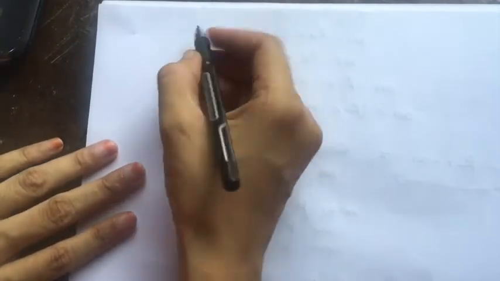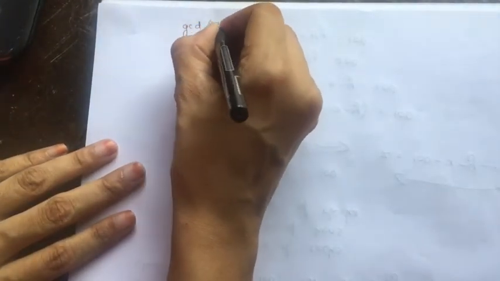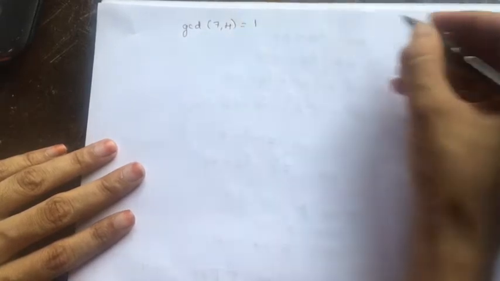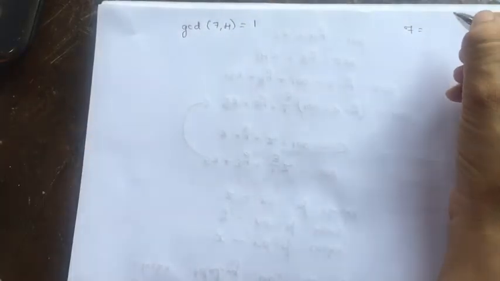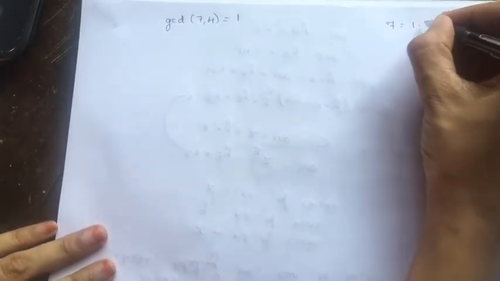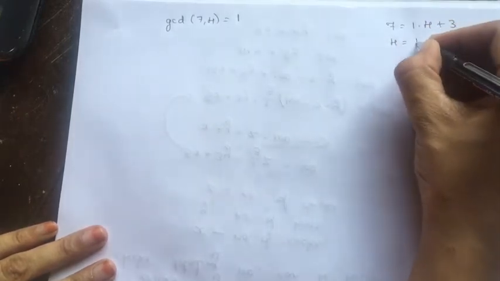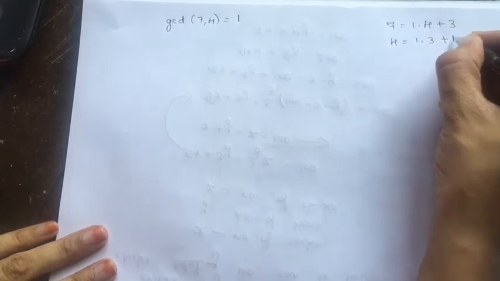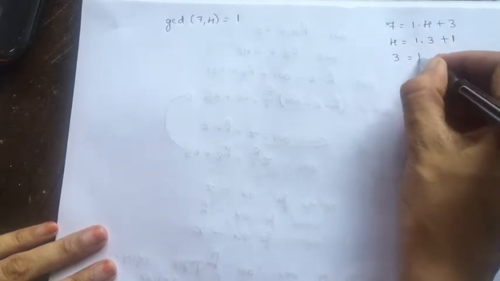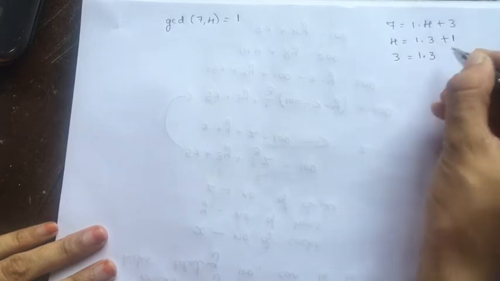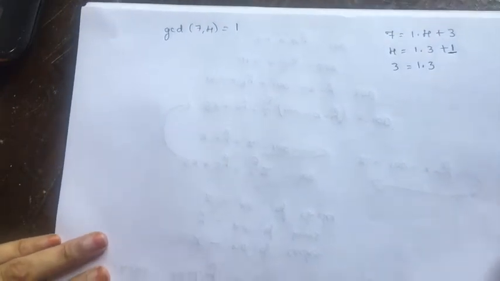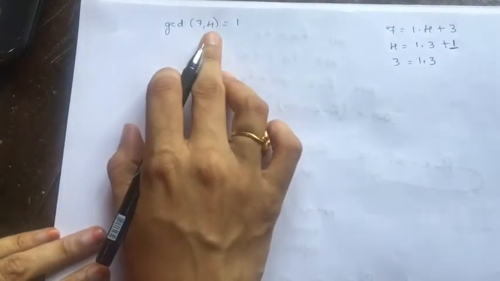First I have to check for GCD. GCD of 7 and 4. Of course we know it as 1. If you want, I'll write with respect to the Euclidean algorithm. 7 can be written as 1 into 4 plus 3. Then 4 can be written as 1 into 3 plus 1, and 3 is nothing but again 1 into 3. So the last non-zero remainder is the GCD. So GCD of 7 and 4 is 1.